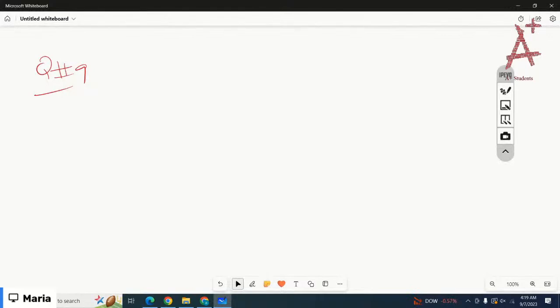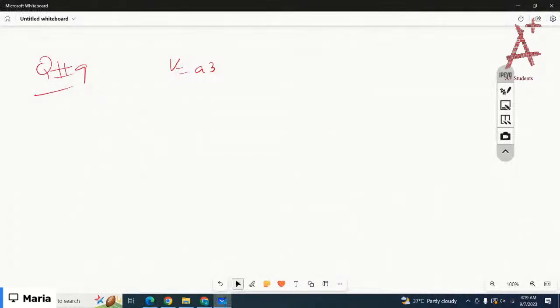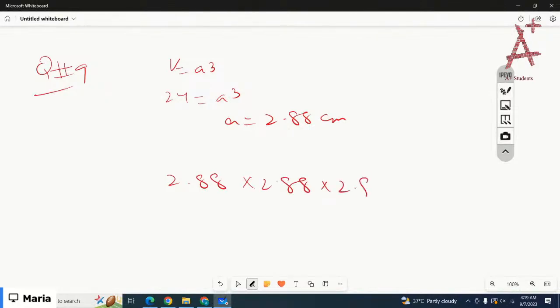Okay, so we know that the volume equals a cubed, and you are given the volume that is 24 centimeters cubed, right? You have to determine the dimensions. So it would be 24 equals a cubed. So the value of a is 2.88 centimeters. That means the dimension is 2.88 times 2.88 times 2.88, right?